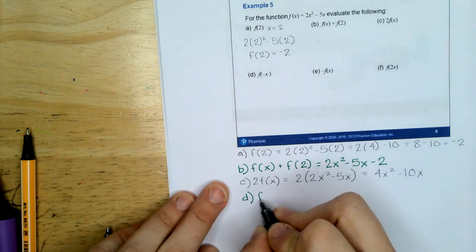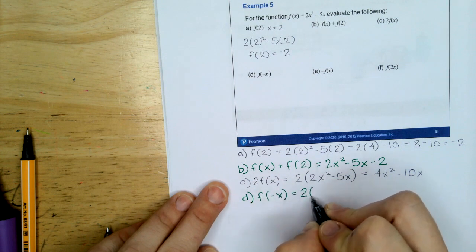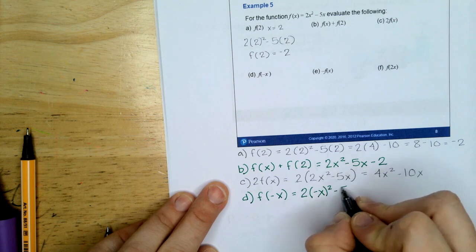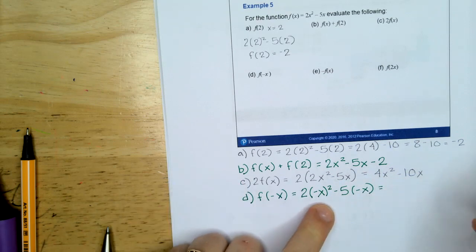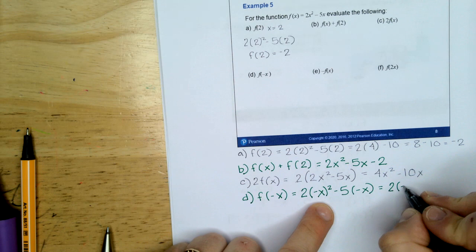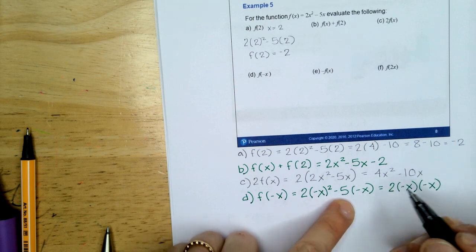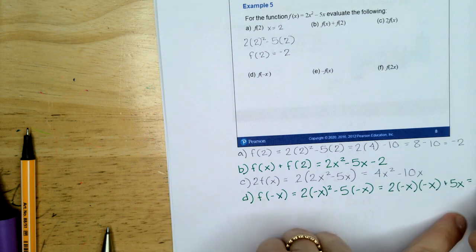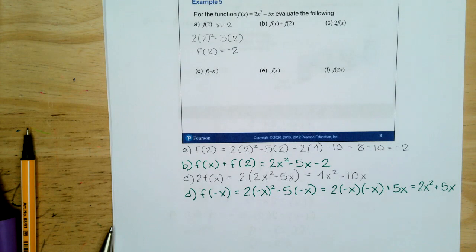D asks for f of negative x. All we're going to do is take that 2 times x squared and make it 2 times negative x squared minus 5 times negative x. A negative x squared is just a negative x times a negative x. Negative 5 times a negative x is a positive 5x. So that's just negative times a negative is positive. 2x squared plus 5x. Oops, sorry.